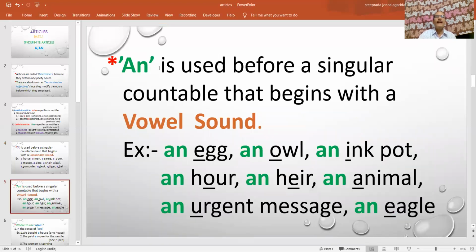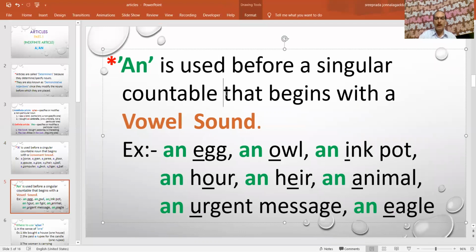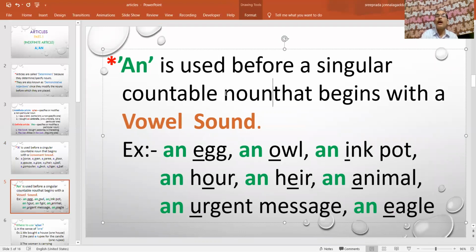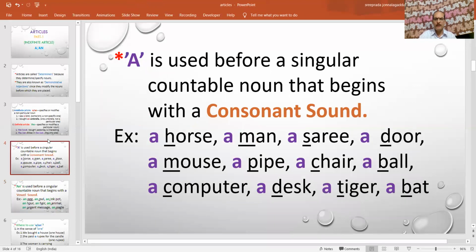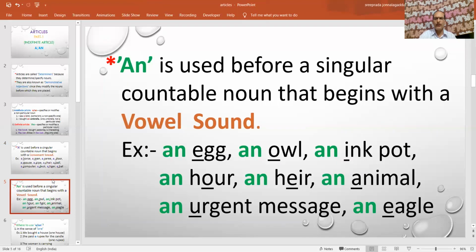Now, an is used before a singular countable noun which begins with a vowel sound. Unlike the indefinite article a, this an is used before a singular countable noun that begins with a vowel sound. A is used before a singular countable noun that begins with a consonant sound, whereas this an is used before a singular countable noun that begins with a vowel sound.